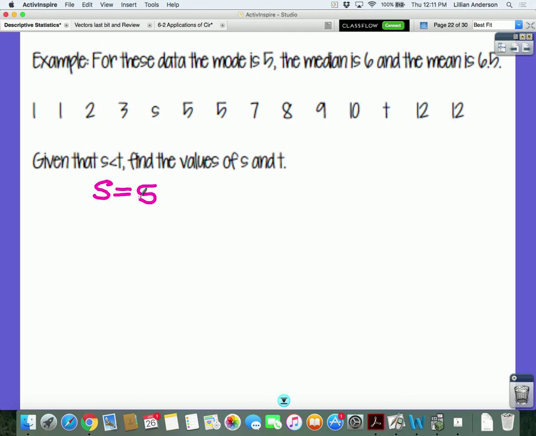Now the fact that the median should be 6, to be honest, it really doesn't matter. The median is not actually going to help us figure out the value of T because it's technically just a placeholder. But the mean is. To find the mean, we need to add up all the data, divide by however many we have, and that will equal your mean. Right? How many pieces of data do we have? How much is this?